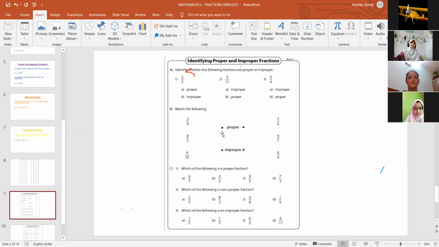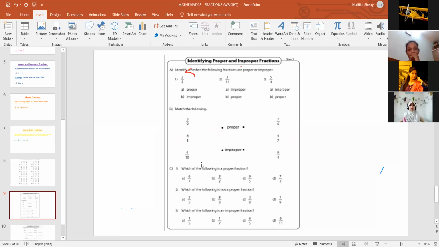Okay. Again, here. 3/9. Is it proper or improper? Proper. 8/5. Is it improper? 7/5. Proper or improper? Proper. Improper. Four by seven. Proper fraction. 9/4. Improper. 4/10. Proper. Okay. Again, 6/7. Proper.